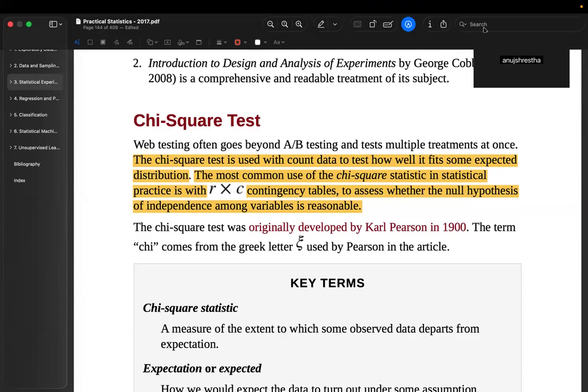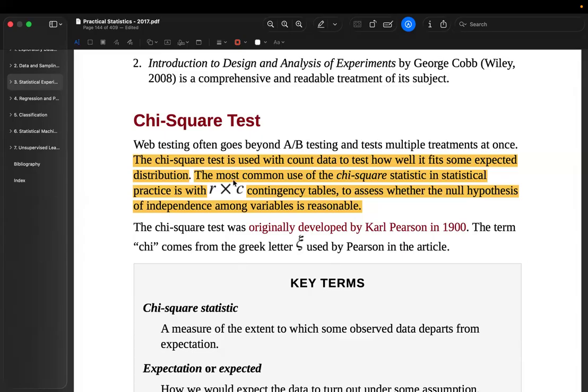Chi-squared. The chi-square test is used with count data to test how well it fits some expected distribution. The most common use of the chi-square statistic in statistical practice is with R cross C contingency tables to assess whether the null hypothesis of independence among variables is reasonable. We'll see what that means.